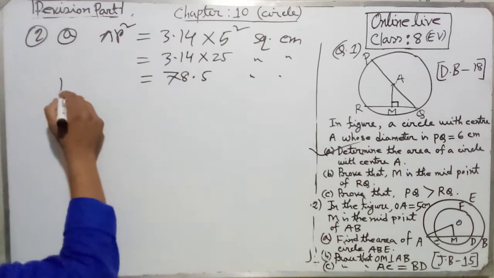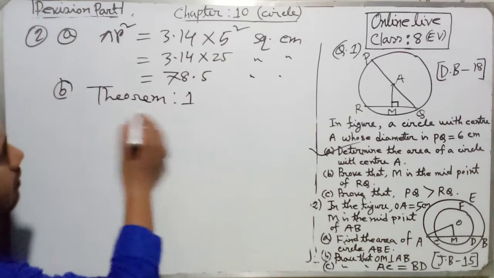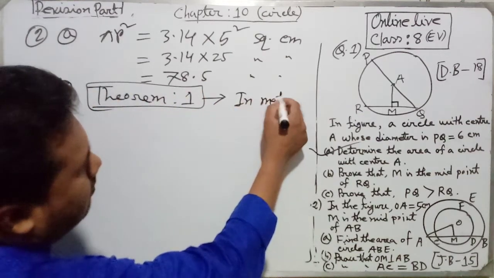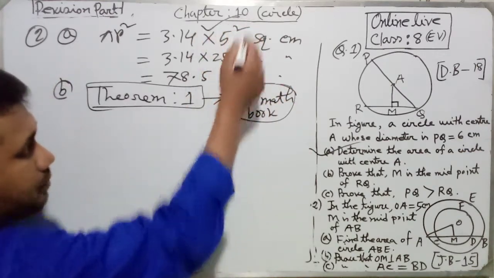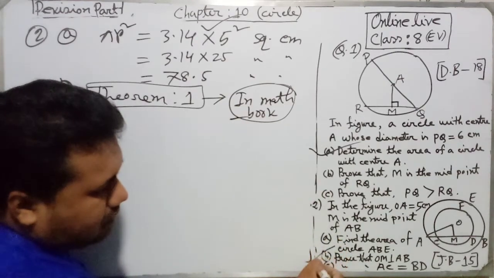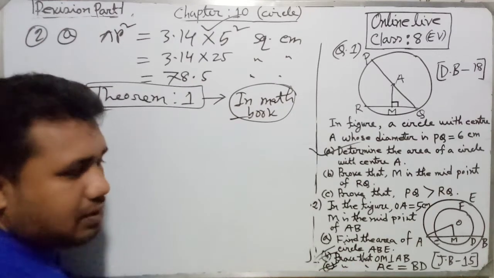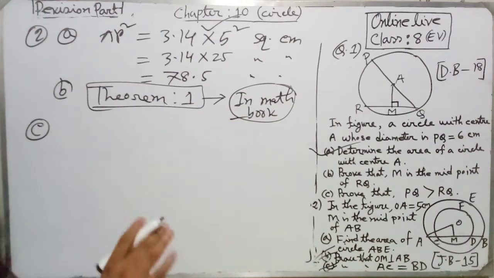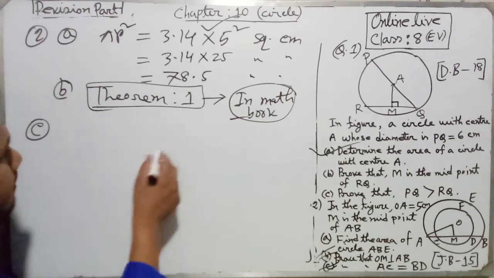Now B number. This is our theorem 1. Theorem 1 in our math book. Chapter 10, go to the chapter 9 and theorem number 1. This is the answer of B. Already we solved. Now C number, this is our exercise part. Now I can write here for your hints, clear, because this is already a similar question in our exercise.